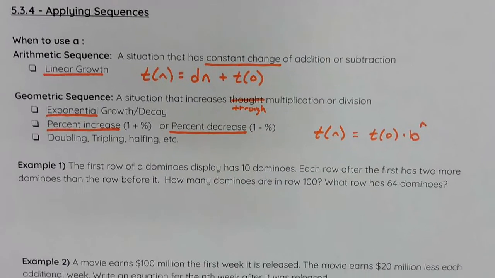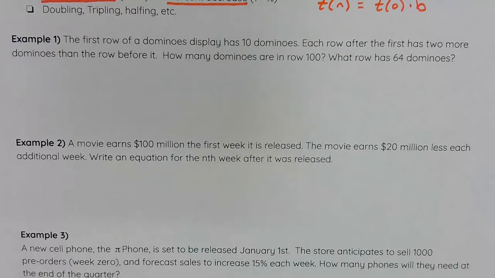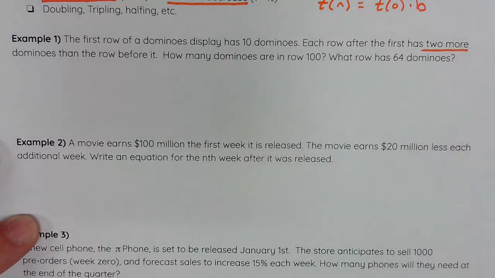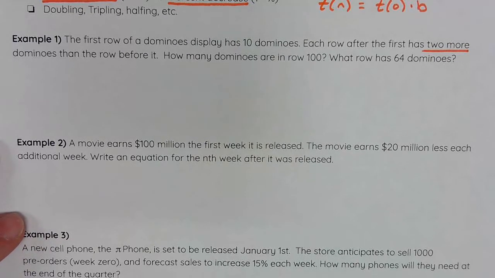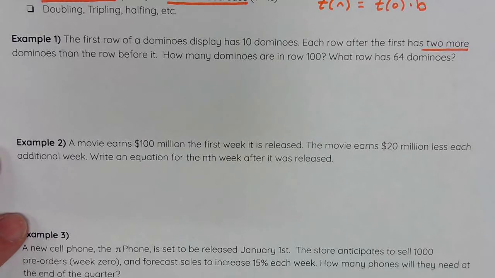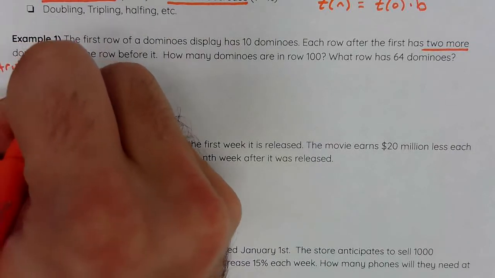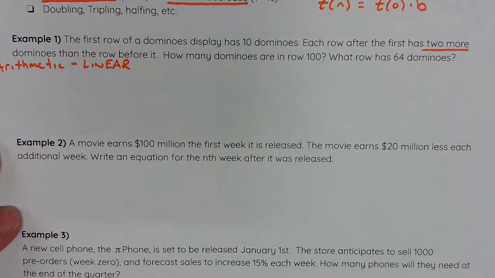So let's go ahead and look at example 1. The first row of a dominoes display has 10 dominoes. Each row after the first has 2 more dominoes than the row before it. How many dominoes are in row 100, and what row has 64 dominoes? In this problem, we're adding 2 dominoes every row. So right there, that tells us it is arithmetic, because it is linear growth of adding 2.